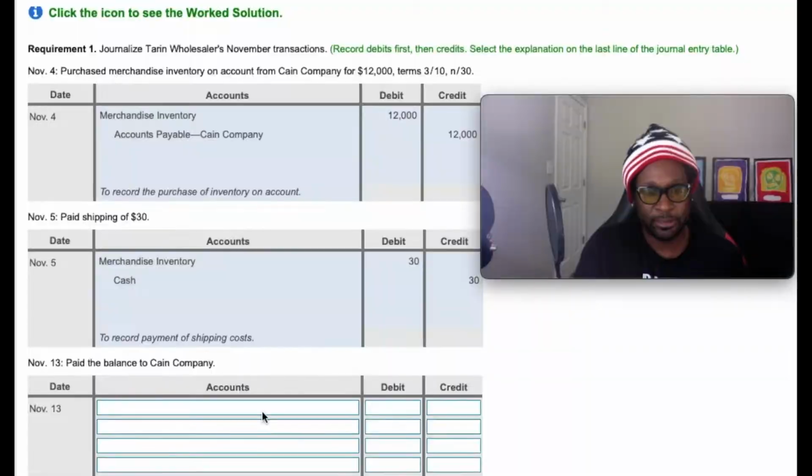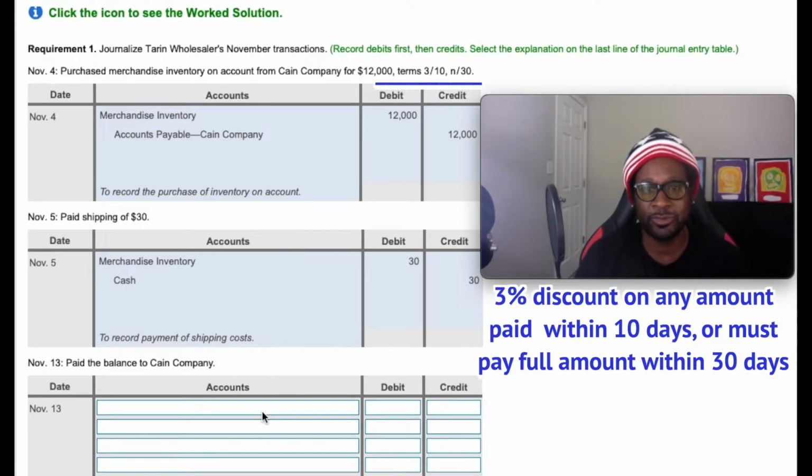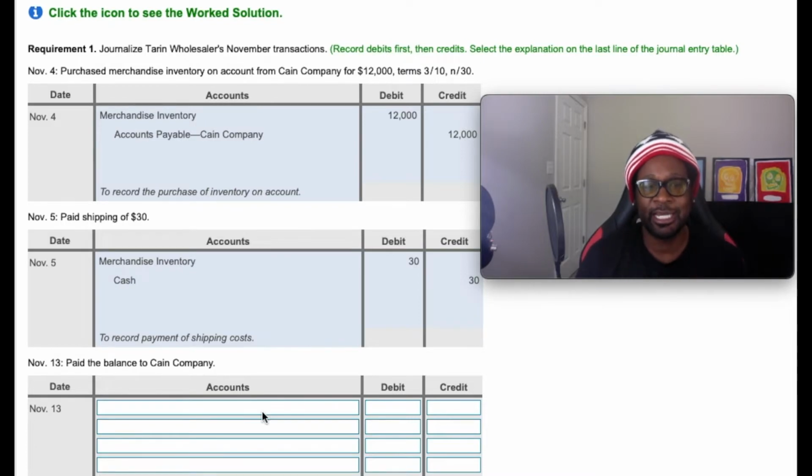Excellent job, gang. Next, on November 13th, the company paid the balance to Kane Company. So we're dealing with a payment on the account, gang. And first things first, we have to recognize whether a discount was involved. And how are we going to do that? By looking at the discount terms. Originally, the discount terms were 3/10, net 30, which means that we were going to receive a 3% discount if we pay within 10 days from the initial sale. And since the initial purchase was on the 4th and the actual payment was on the 13th, a discount will be received.